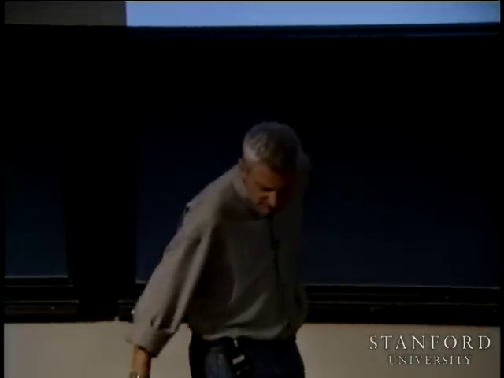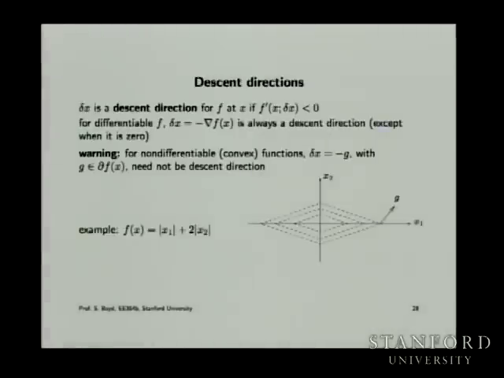Let's see. We'll get to the idea of a descent direction. So a descent direction is what it sounds like. It's a direction where if you step a small amount in that direction, the function goes down. Some people define it as less than or equal to 0 or less than 0, but let's not worry about that. Now, for a differentiable function, the negative gradient is always a descent direction. Always. You step a small enough distance in the direction of the negative gradient, and the function will go down, assuming the gradient's not 0, right?